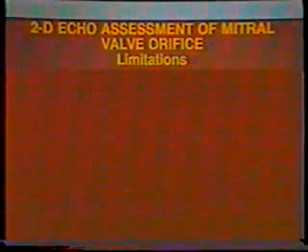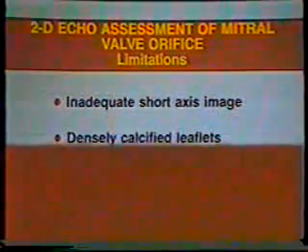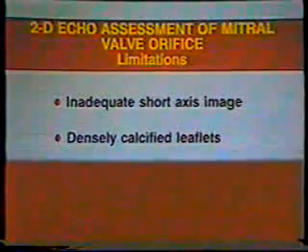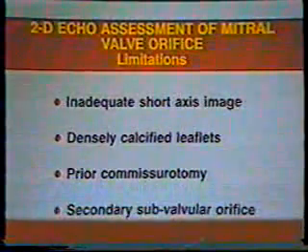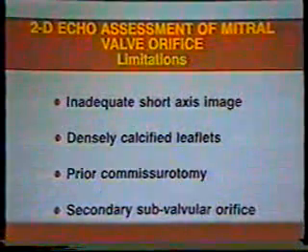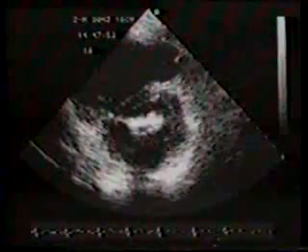It is not always possible to accurately determine the mitral valve area from the 2D exam. This is particularly true when the parasternal short axis image is suboptimal, when the leaflets are densely calcified, when the patient has had a surgical commissurotomy, or when there is extensive subvalvular involvement with a secondary subvalvular orifice. In this parasternal short axis image, both the anterior and posterior mitral leaflets are thickened and calcified. Short axis scanning will be performed in an attempt to identify the minimum orifice, but the orifice is not adequately visualized for tracing.